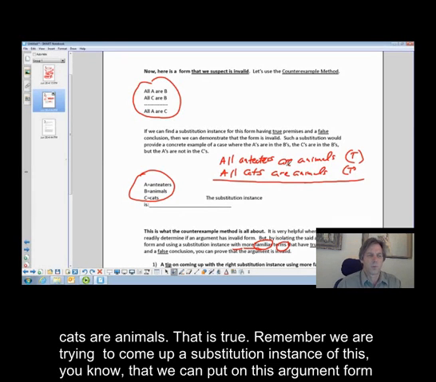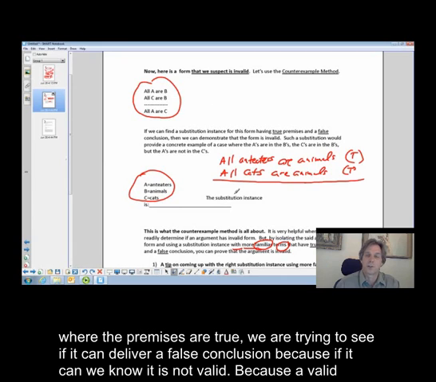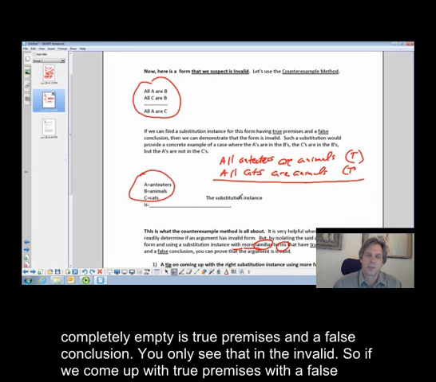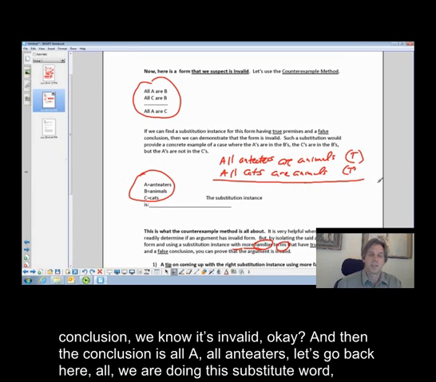Remember, we're trying to come up with a substitution instance of this, that we can put on this argument form where the premises are true, and we're trying to see if it'll deliver a false conclusion, because if it can, we know it's not valid, because a valid skeleton will never, with true premises, ever deliver a false conclusion. Go look at table 1.1 again. Under the valid column, the one box that's completely empty is true premises and a false conclusion. You only see that in the invalid. So if we come up with true premises with a false conclusion, we know it's invalid.